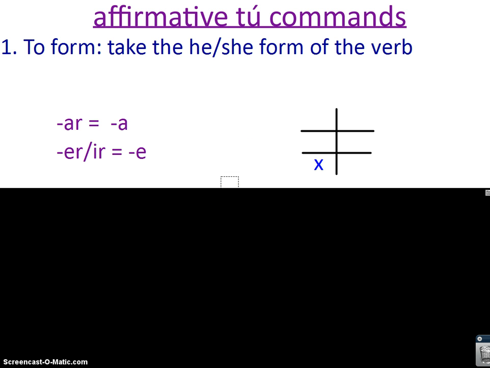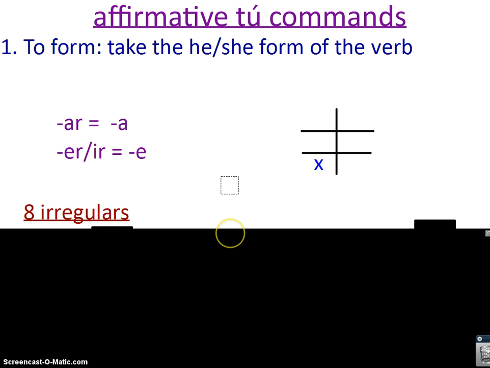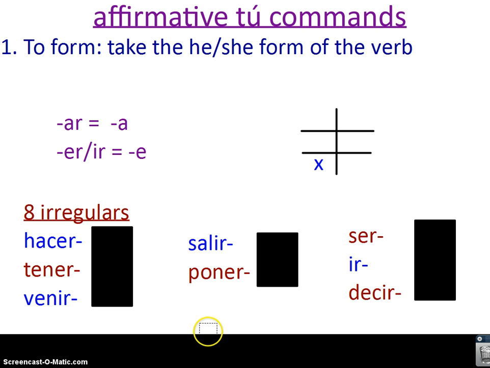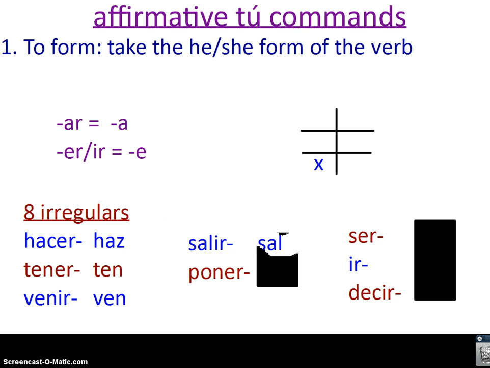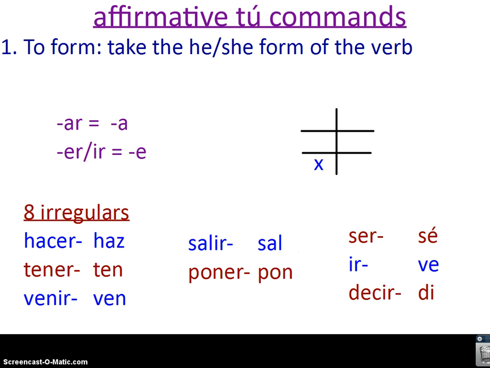Well, I guess I've spoken too soon, because of course there are some irregulars. They're the usual suspects. Verbs that have irregular yos or just are totally irregular. Here's what they are. Instead of taking the he, she form of these verbs, they just have their own affirmative tú command. They just are what they are.